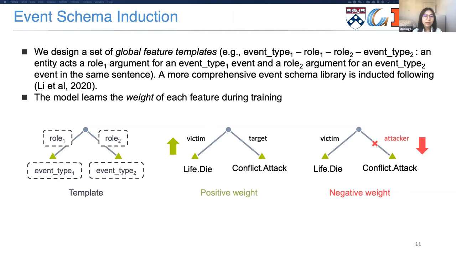In this way, the model learns to promote the first template because it always happens and it's a positive feature. And the second one is a negative feature. And our model will learn to use these features to promote the information graphs containing the first structure and demote the graphs matching the second feature. So this schema library can also be further extended. Our work on schema induction uses a path language model to extend these templates to automatically discover longer event paths.